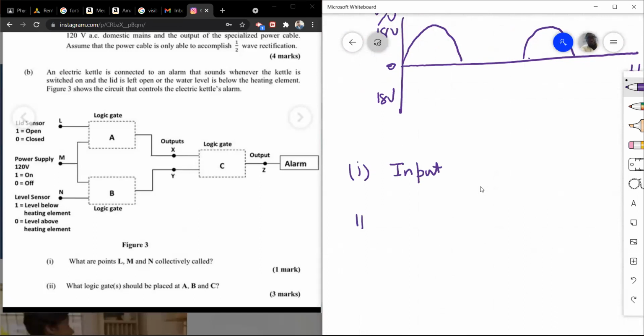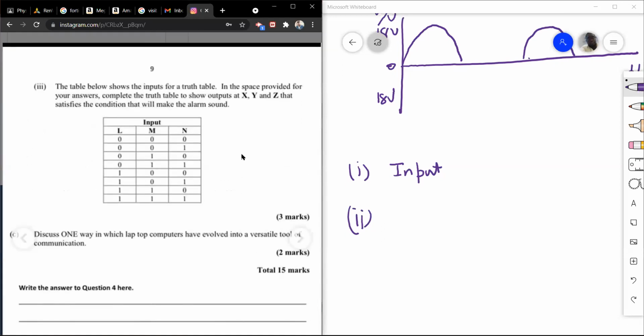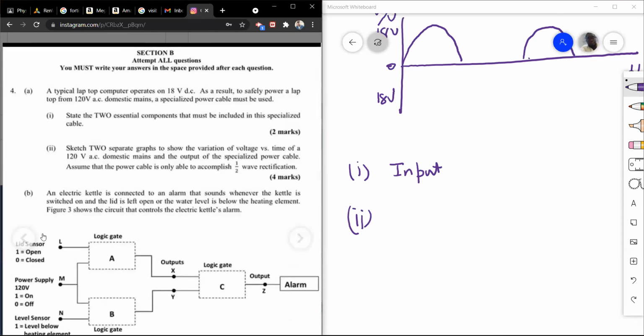Part 2. At CXE just giving away marks. What logic gates should be placed at A, B, and C? Oh, that's crazy. Why would they ask you that? Hold on, let me see something. Come through CXE with the contextual clues.